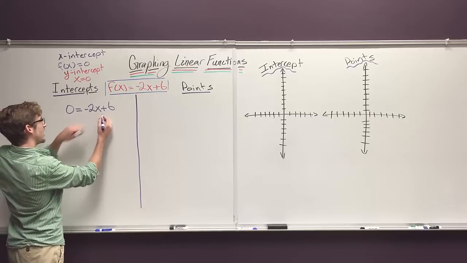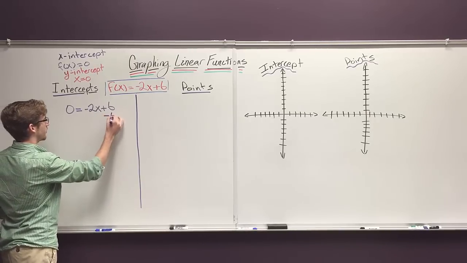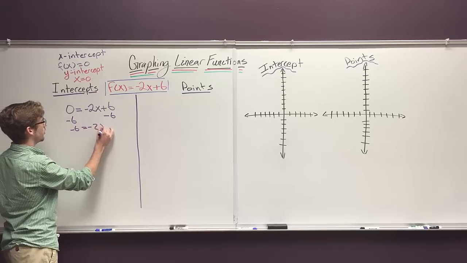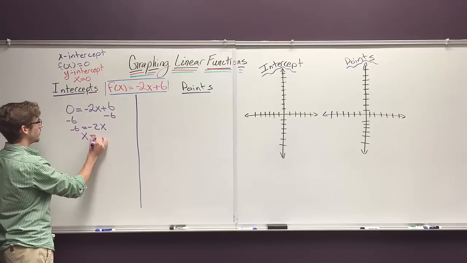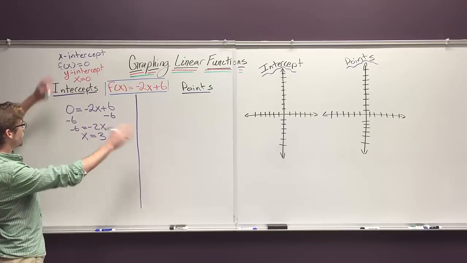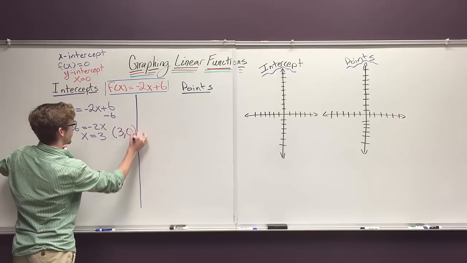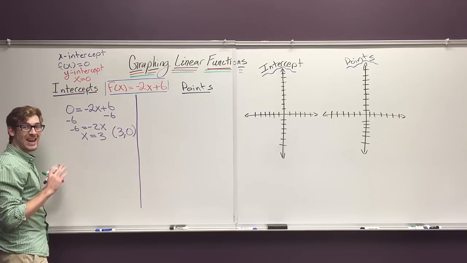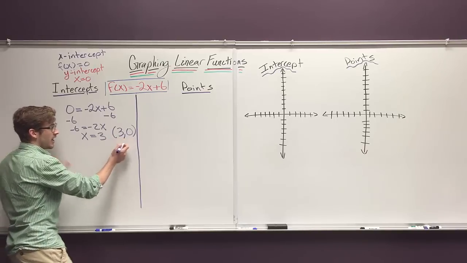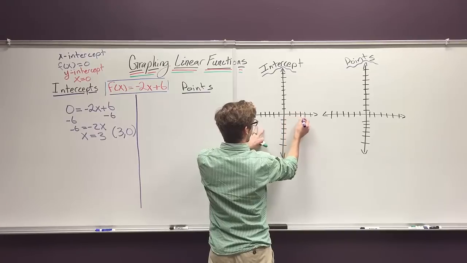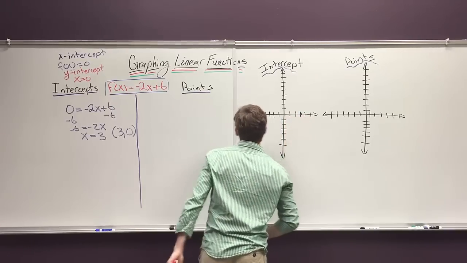Now, in order to get x by itself, we have to subtract 6 from both sides. And so we get negative 6 equals negative 2x, and so x equals 3. And so the ordered pair here is (3, 0). So now I'm going to take this point and come to my graph of the intercept, and go 3 over and 0 up: (3, 0).